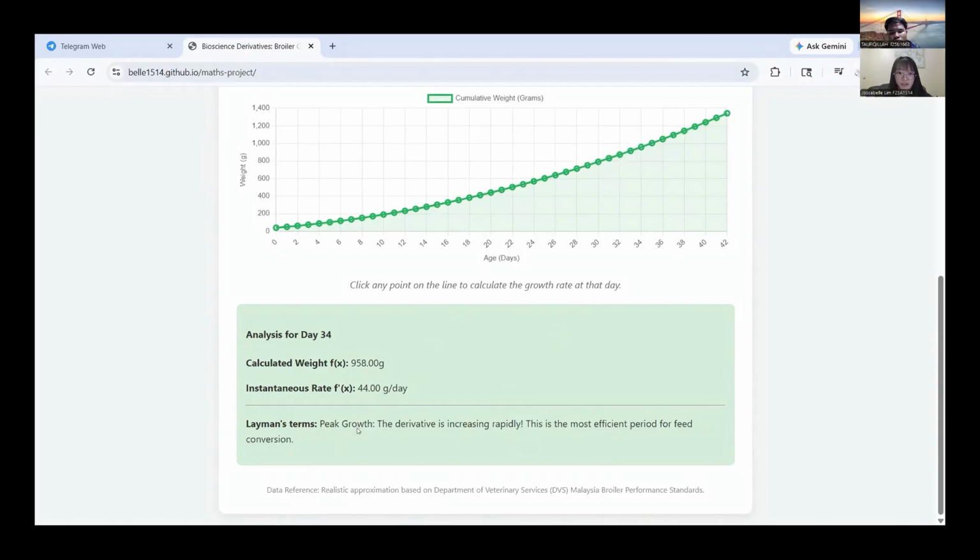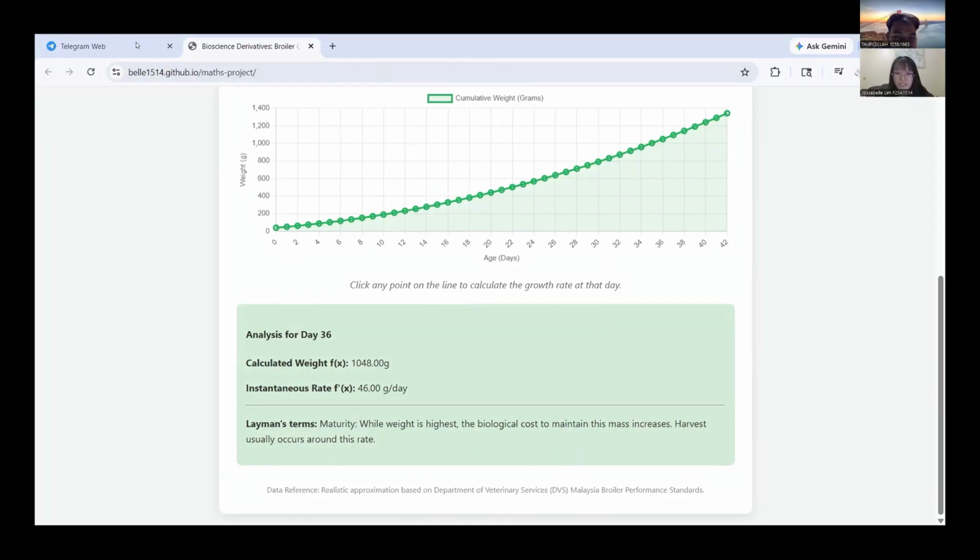For day 34, in layman's terms, peak growth, the derivative also increases rapidly, but by day 35 the weight is highest and the biological cost to maintain this mass increases. So harvest usually occurs around this rate.